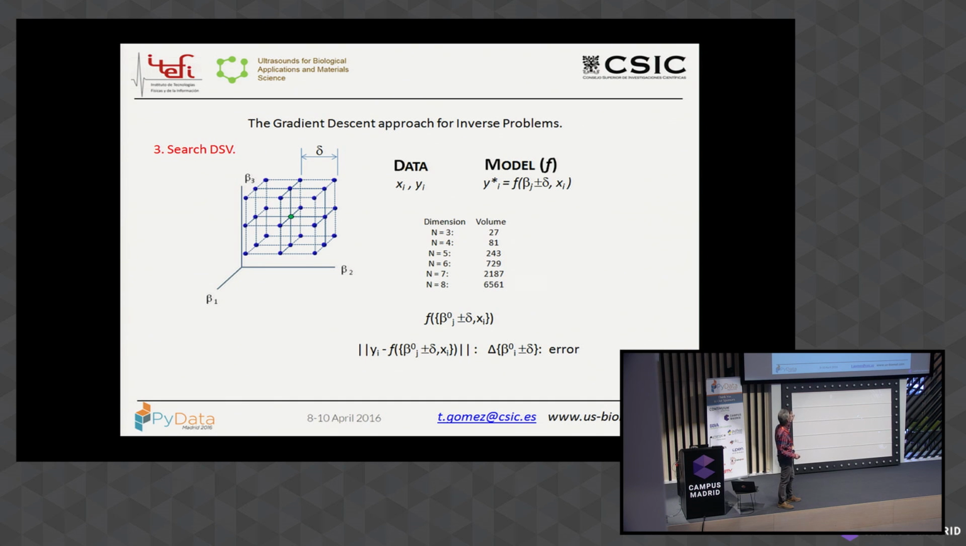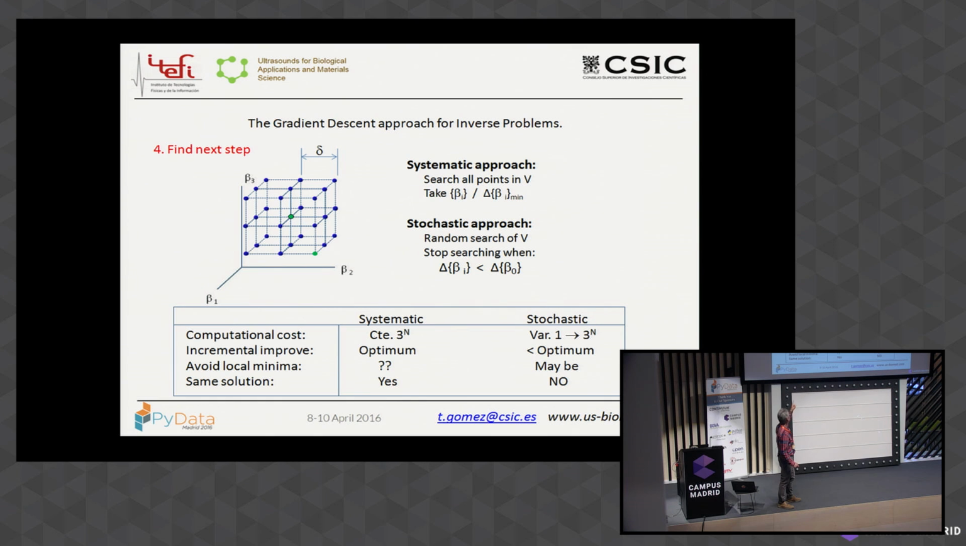So you check all the points. Depending on the dimension, the volume to search is going to be different. So if we increase the dimension, the volume increases very much. And so we want to find one point to move, and we take a step in this direction. And there are 2 different techniques.